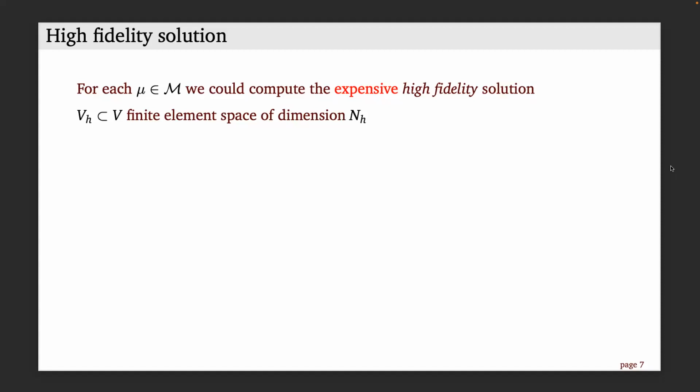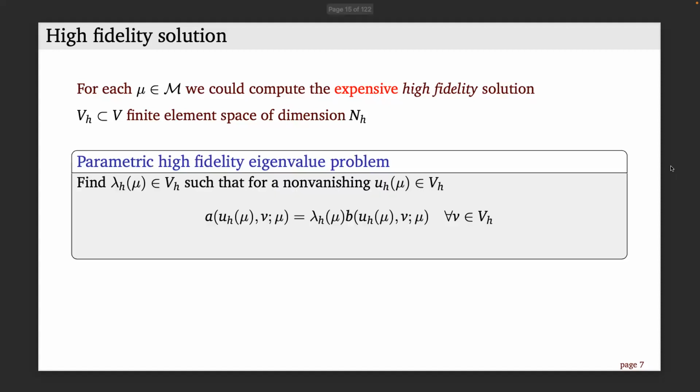So you take the finite element space V_H of dimension N_H, and then you solve a generally highly expensive matrix eigenvalue problem, the generalized eigenvalue problem, right? A u_H = lambda_H B u_H. Okay, so this is a generalized eigenvalue problem with a matrix on the left-hand side originated from A and a matrix on the right-hand side originated from B.